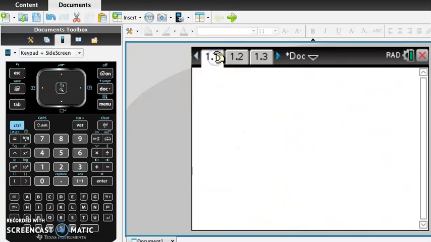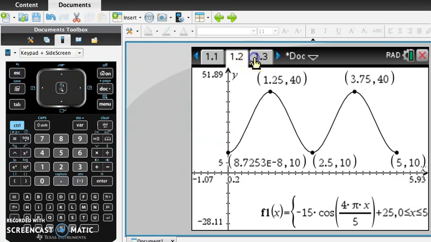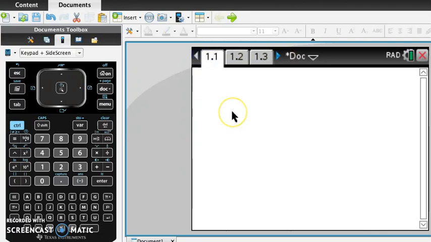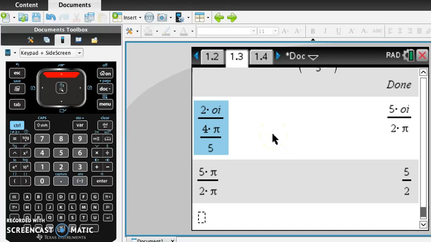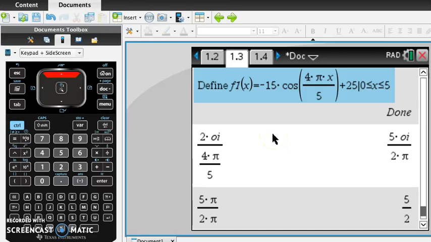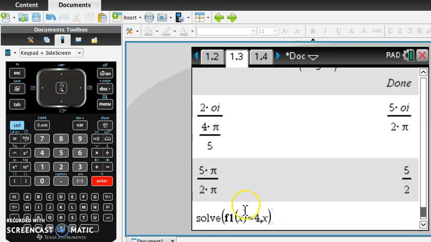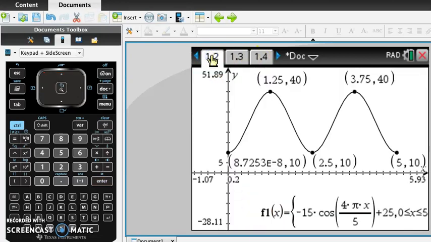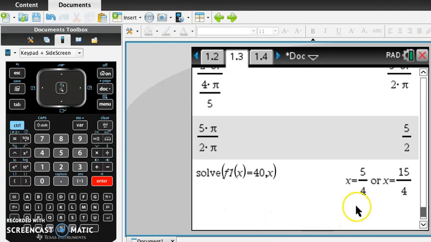I can put them in. Don't forget, I could quite easily, if I wanted to find my maximum or minimum, where's all the typing that I had done previously? Oh dear, where's it gone? Is it up there? Oh, there it is. So we could solve our function. So we saw the maximum. Quick check again of my graph. The maximum was at 40. So if I solve my function equal to 40, well, there's the values.